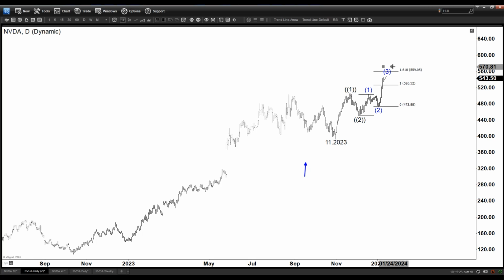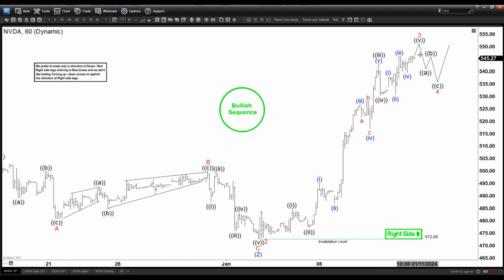It doesn't say wave 3 cannot be shorter than wave 1. It doesn't say wave 3 cannot be 100%, right? It doesn't say wave 3 must be 1.618. It only says wave 3 cannot be the shortest wave. So here we have wave 3 already above 100%, not yet 1.618. Technically speaking, it could be ending anytime. It doesn't have to reach the 559, even though, yeah, I mean, why not?